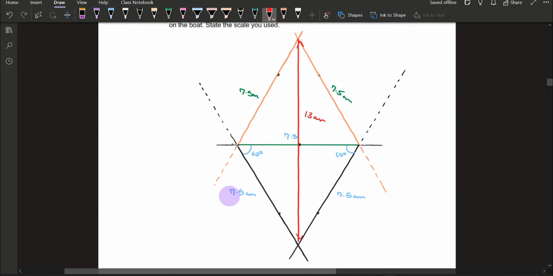And we know that 10 Newton equals 1 centimeter. So we can multiply 13 into 10, which is going to give us 130 Newton. So this is going to be our resultant force. And the direction of the resultant force is going to be upwards because the tension is upward on both sides. So this is going to be upward as well.